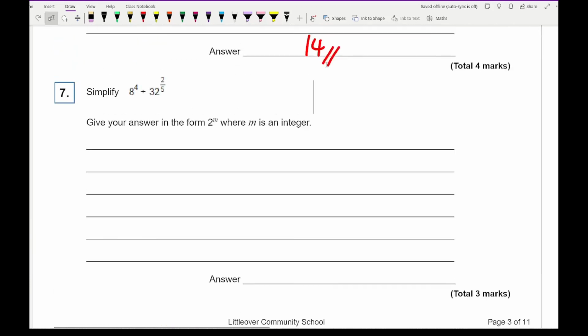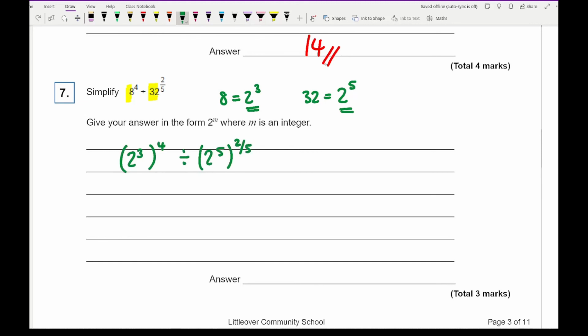And then with question 7. Now what I want to do here is when you have a mixture of base numbers, what we want to try and do is convert this into ones. Now what I should spot is that 8 and 32 can be written as powers of 2. So 8 is equal to 2 cubed and 32 is equal to 2 to the power of 5. Now from this, what I'm going to do is if I just simply swap these with what I've highlighted in yellow, then what I end up with is 2 cubed in brackets to the power of 4 divided by 2 to the power of 5 in brackets to the power of 2 over 5.